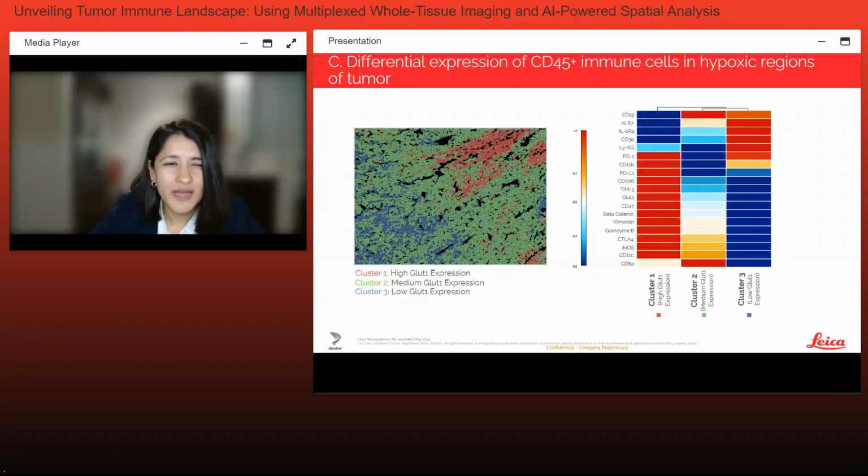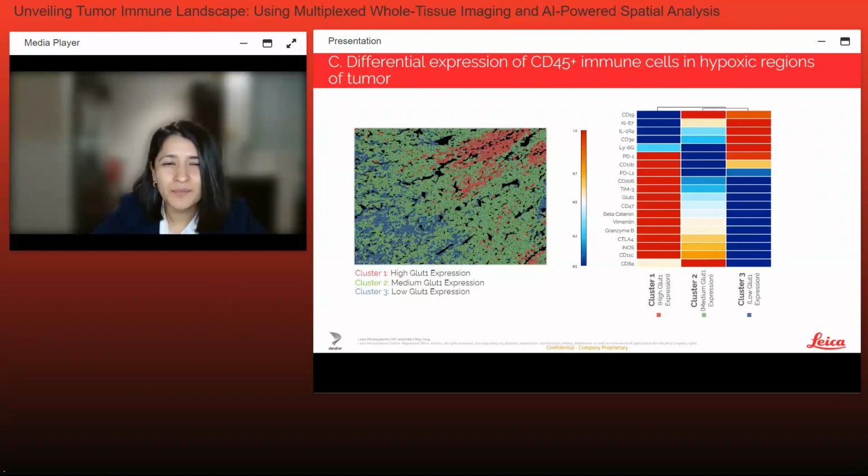Also, it should be noted that this increased infiltration of myeloid cells, as well as immune effector molecules that we see here, such as iNOS and granzyme B, within the GLUT1 high regions, suggest an active immune response within the GLUT1 positive regions.